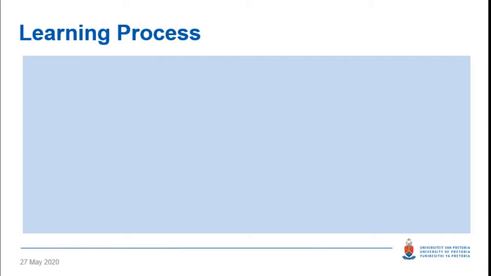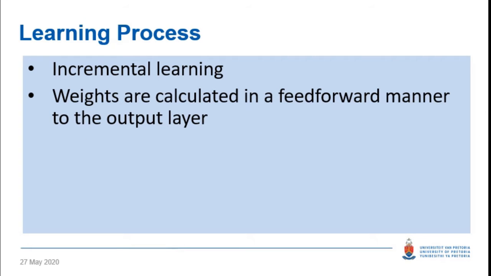So just to re-look at the learning process and the steps involved in the learning process. The main emphasis here is that learning is incremental. So the network is built layer by layer, and the learning happens in an incremental fashion as the layers are added on. As we've done with all our other neural networks, usually the weights are calculated in a feed-forward manner from the input layer through to the output layer.